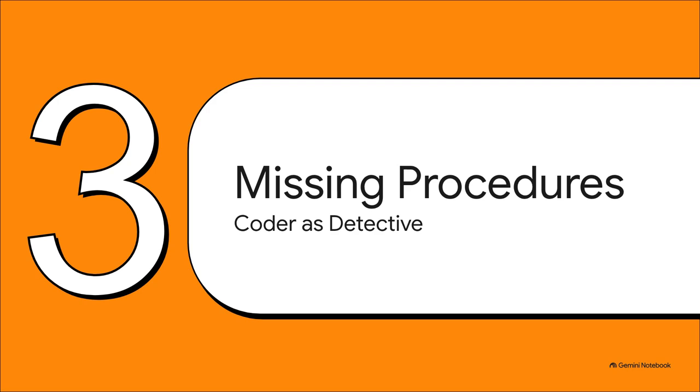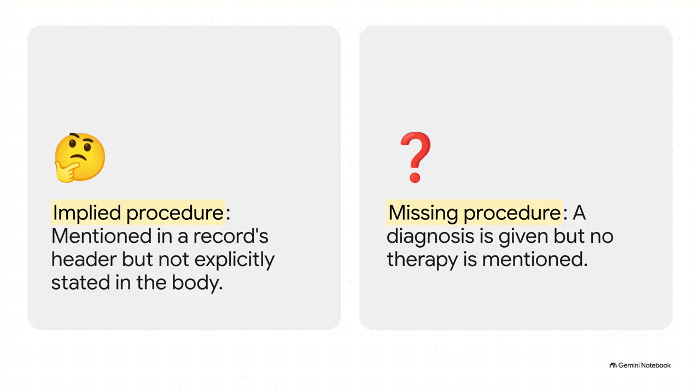This is where the coder truly acts as a detective. So, what are the two main culprits you're actually hunting for? It comes down to implied procedures versus missing procedures. An implied procedure might just be sitting up there in the header, but completely vanishes in the body of the text. And a missing procedure? Well, that's when a diagnosis is clearly stated, but there is mysteriously no treatment mentioned to match it. Both of these situations require you to go back to the source for a non-leading clarification so you avoid undercoding.